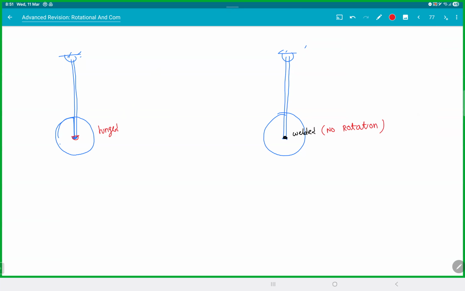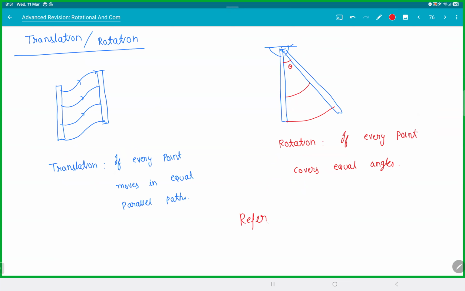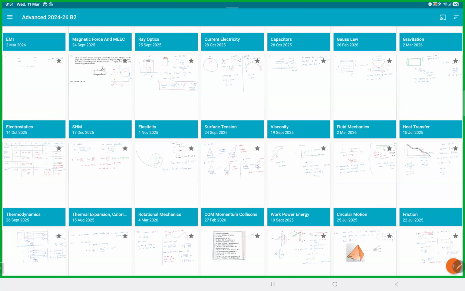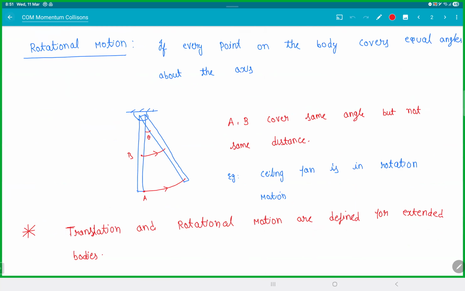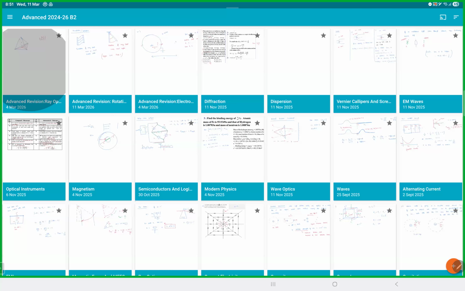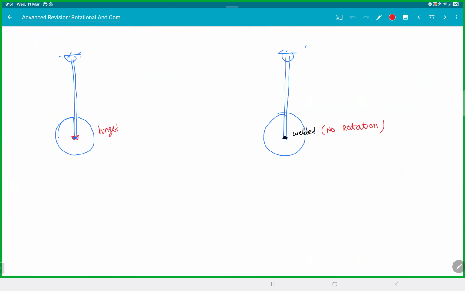If you see the same example I gave you in center of mass, I'll put that as a reference. So you should read COM page 1. The whole introduction was there. So translation motion, rotational motion, we defined this. So the question comes, which is translation, which is rotation? Now look at the thing here, okay? When I rotate them, you will clearly see the difference.